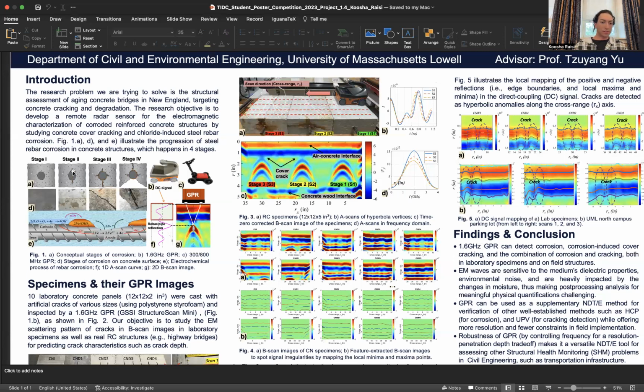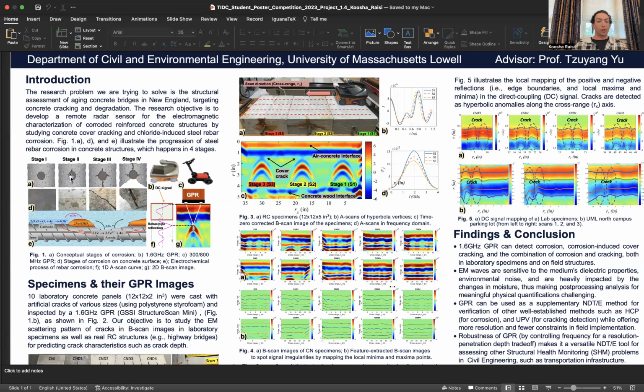As you can see in stage 2, we can see cracks, but we cannot see anything on the surface. So this stage is what brings out the most important thing about assessment with non-destructive methods. We can detect this problem before it reaches stage 3 and stage 4.